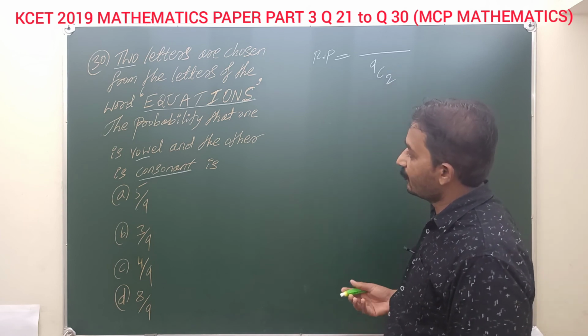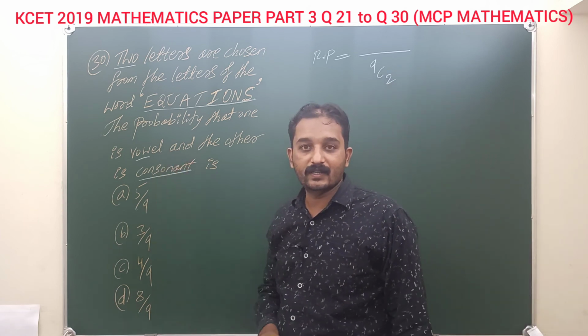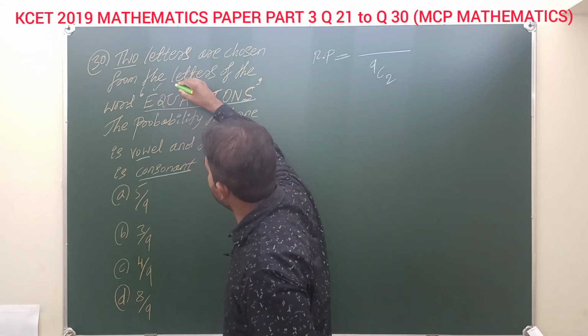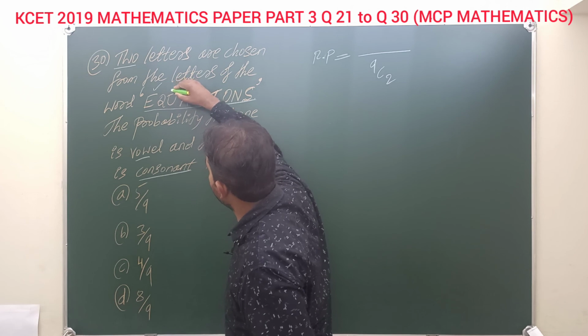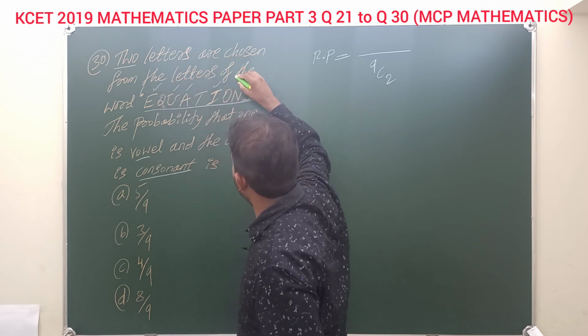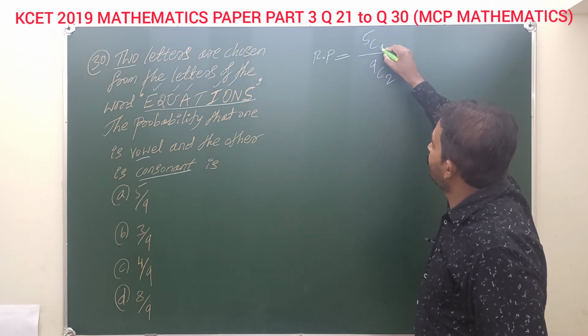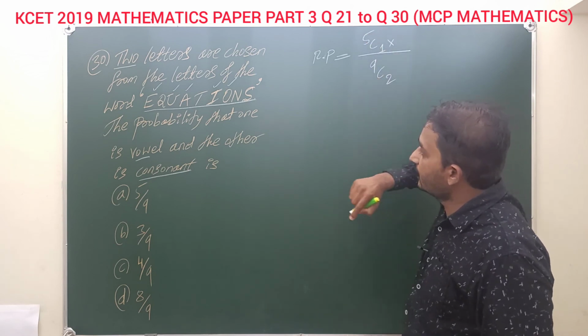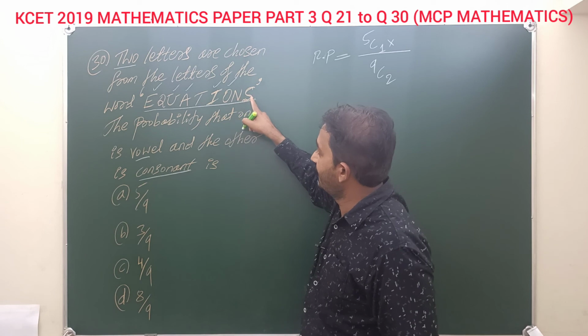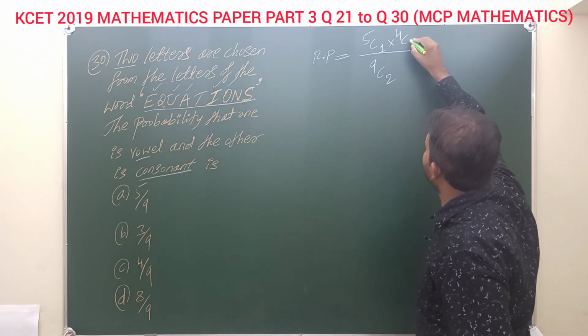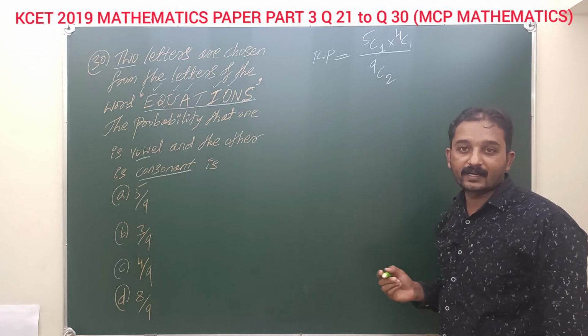In this case, the favorable case is one is a vowel, another one is a consonant. How many vowels are there in this case? 5 vowels are there. All vowels are there in this case: E, U, A, I, O. 5 vowels are there. You can choose only one vowel, 5C1, into the remaining are consonants: Q, N, S, T. 4 consonants are there, 4C1. This is the required answer. Simplify this, we get the answer.